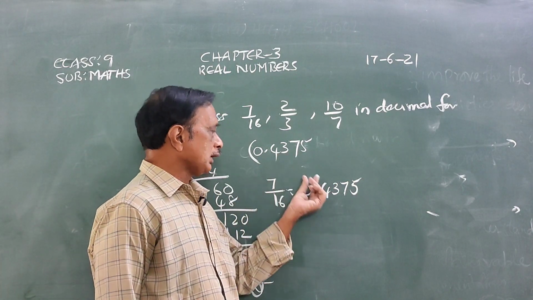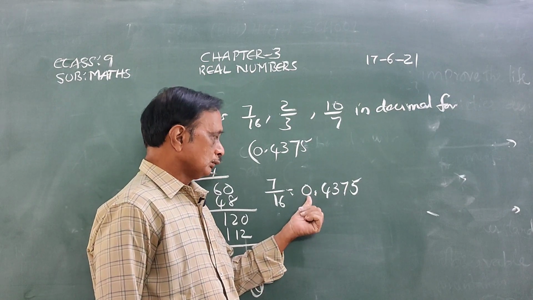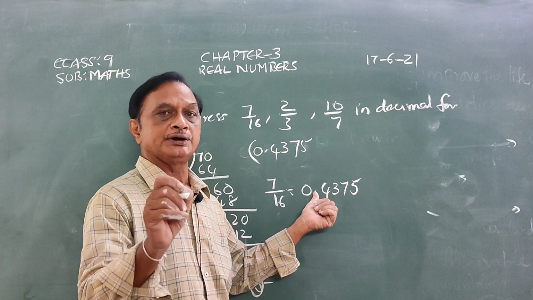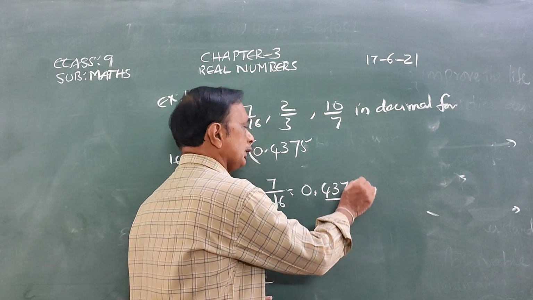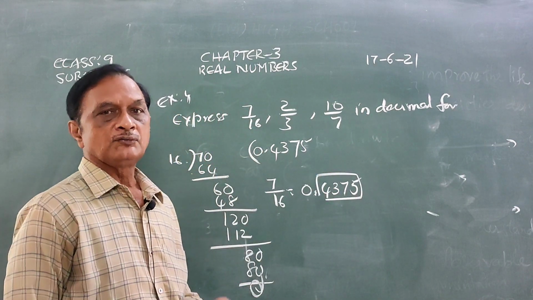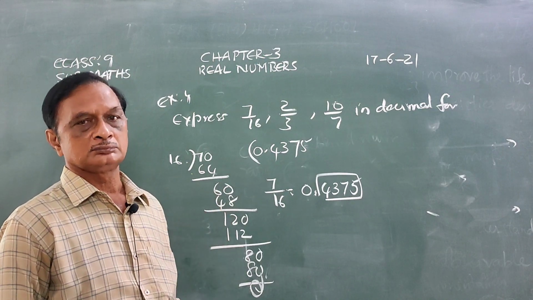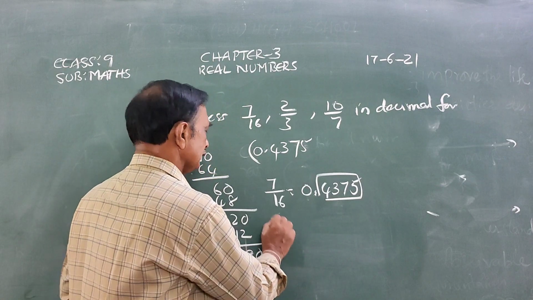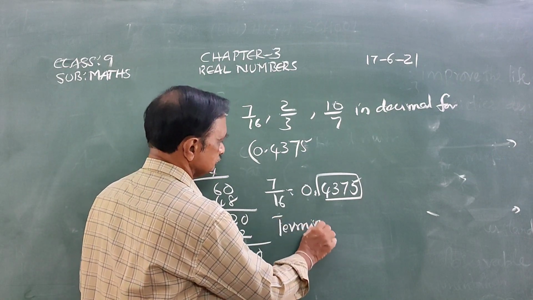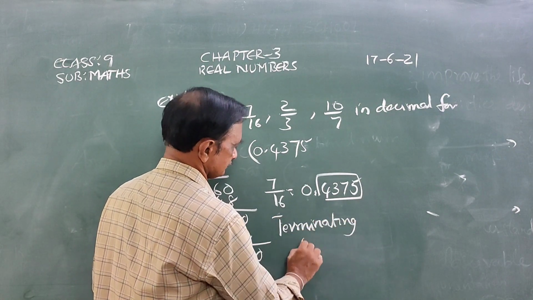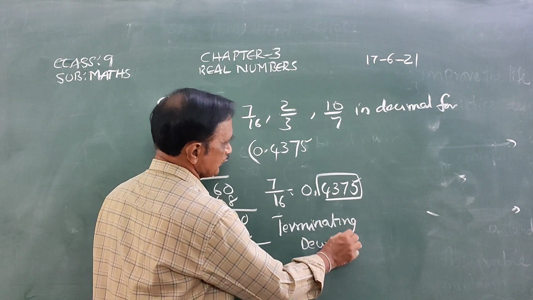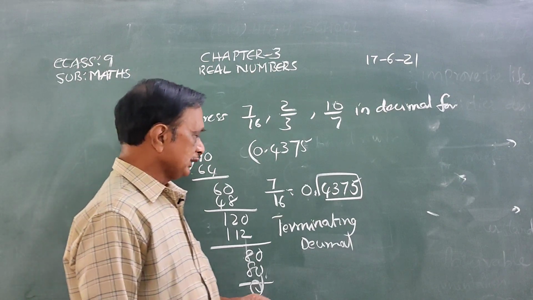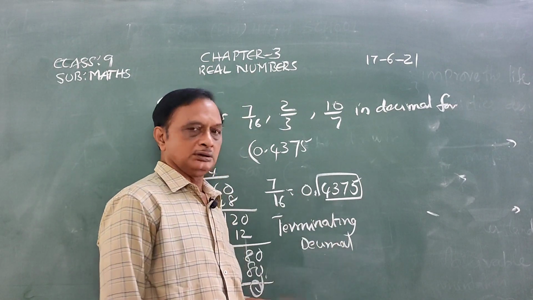Here is the whole number part, here the decimal part, and this point is known as the decimal point. This decimal part contains a finite number of digits. Therefore, this decimal is called a terminating decimal. If the decimal part of a number contains a finite number of digits, then that decimal is called a terminating decimal.